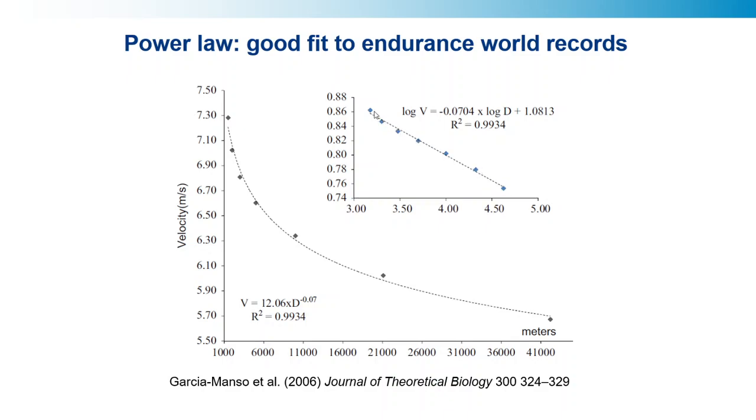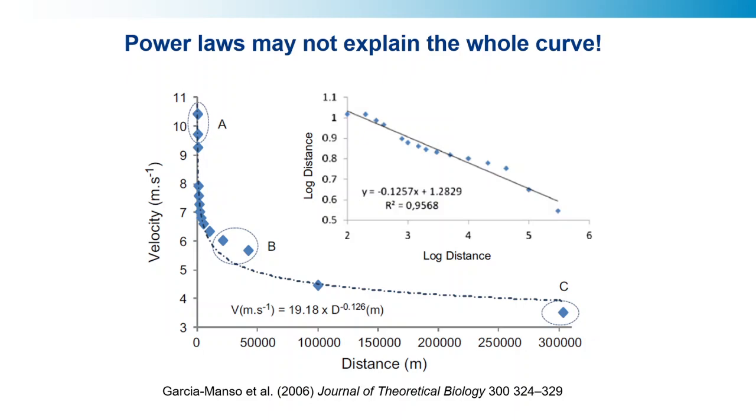But there's a bit of a problem, or at least Garcia Manzo found a problem when they tried to extend beyond this. And so now you can see these are the power law functions for both sprinting, middle distance running, marathon running, and all the way up to and including a 24-hour run. And you can see several of the data points come off the line, and they're highlighted with these circles. And if you look at the log-log plot, you can see a clear trend in the residuals.